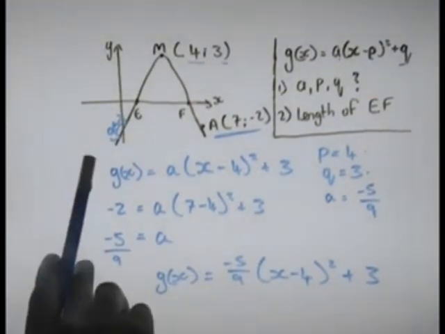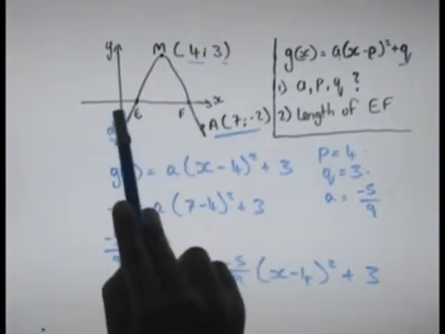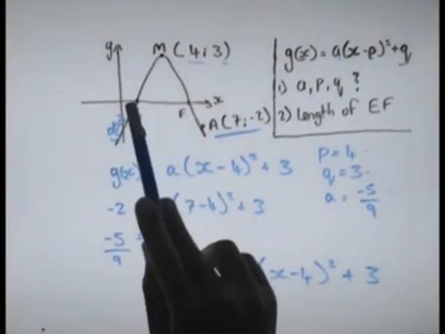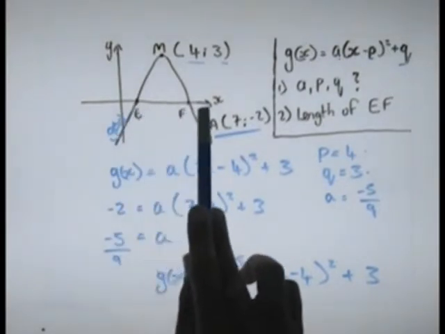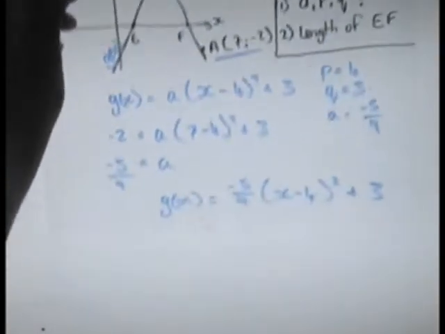We now need to get the equation of EF, or rather the length of EF. What is important about points E and F? Both points E and F are the x-intercepts of g of x. So wouldn't points E and F be the points where g of x is equal to 0, our x-intercepts?